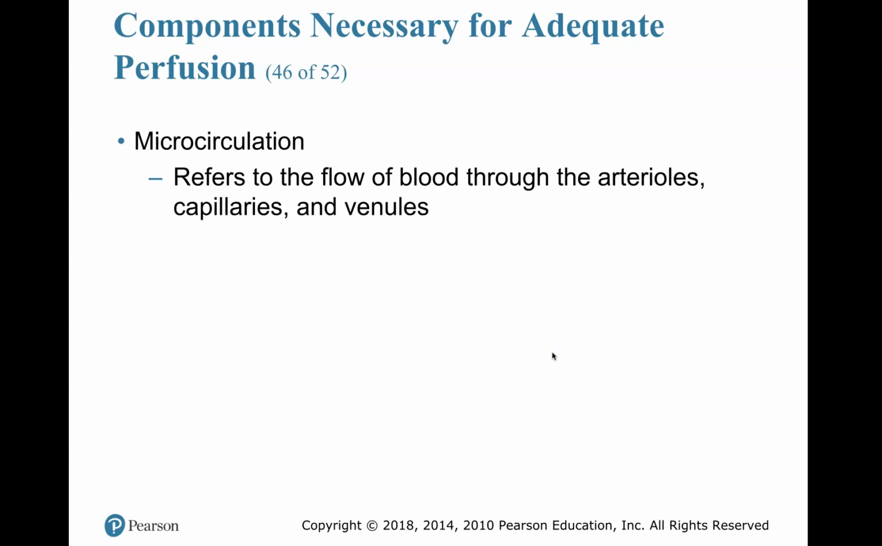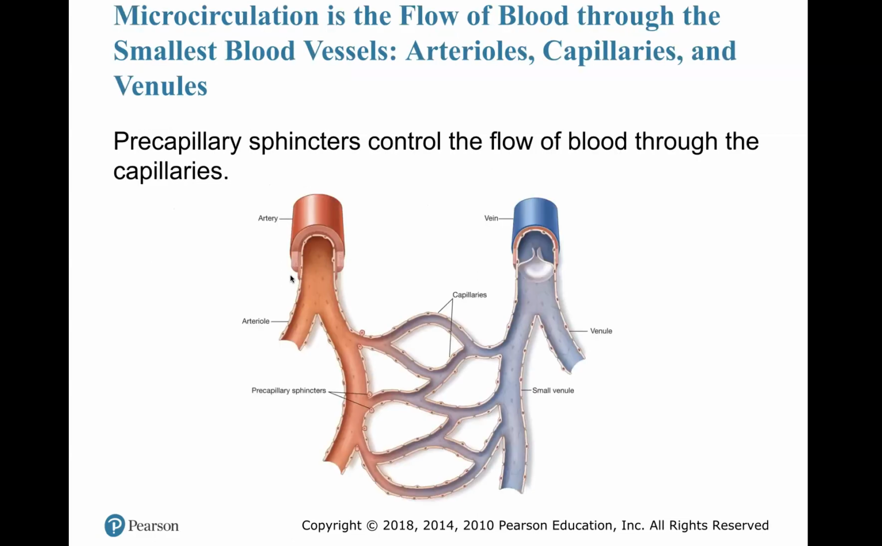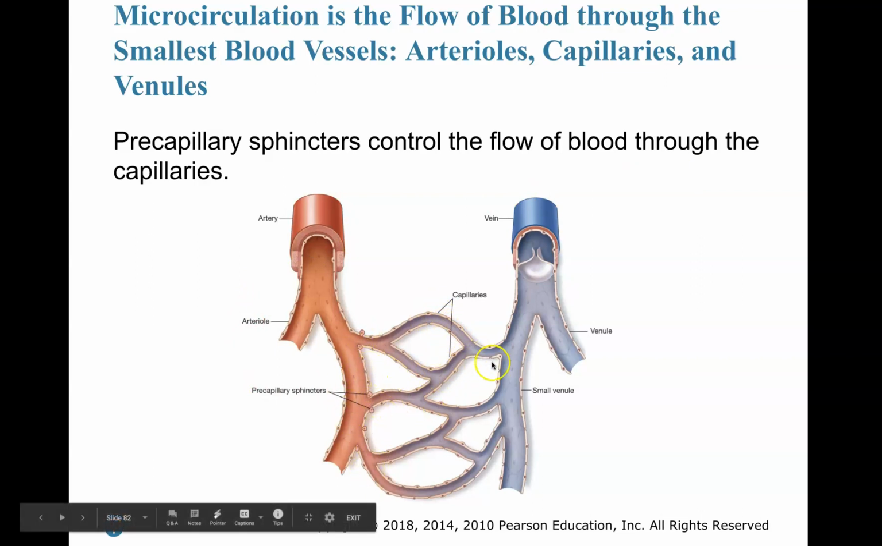Microcirculation refers to the flow of blood through the arterioles, capillaries, and venules, because they're smaller. Microcirculation. Precapillary sphincters control the blood flow through the capillaries. See those little sphincters right there? Controlling that blood flow, okay? But they don't want to get it filled up too much because they can rupture.